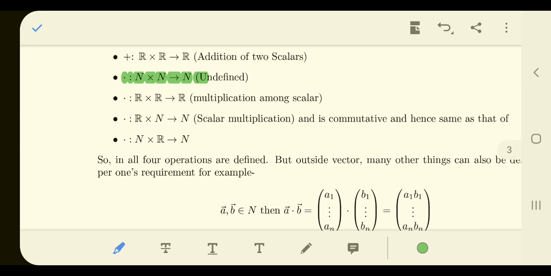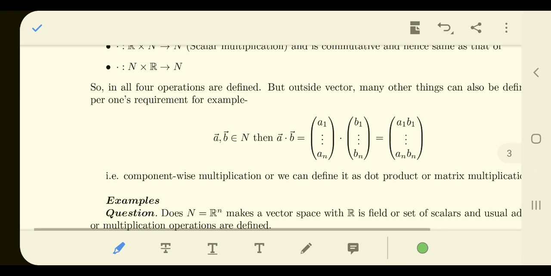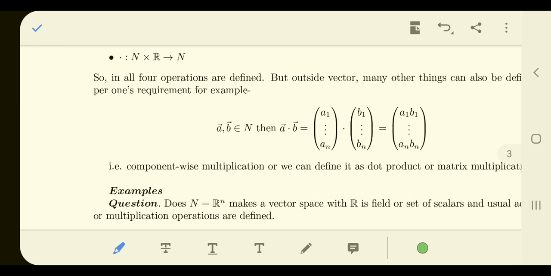Because of these extra elements, we define certain new types of operations or new types of sets as well. For example, we can define the multiplication of two vectors as multiplying the elements component wise, or we can define it as a dot product or something similar. It's not a problem. You can always do that, according to the requirement of your problem.